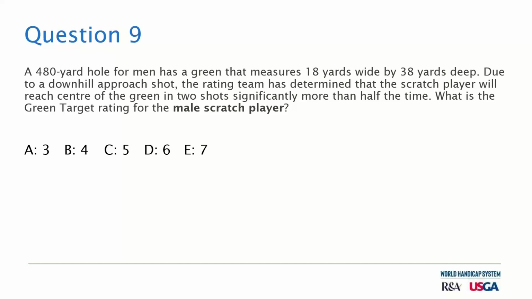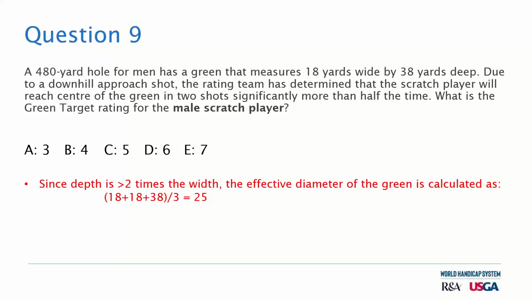On a 480-yard hole for men that has a green that measures 18 yards wide by 38 yards deep, due to a downhill approach shot, the rating team has determined that a scratch player will reach the center of the green in 2 shots significantly more than half the time. What is the green target rating for the scratch player?